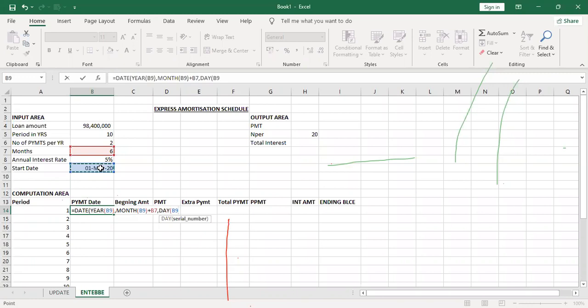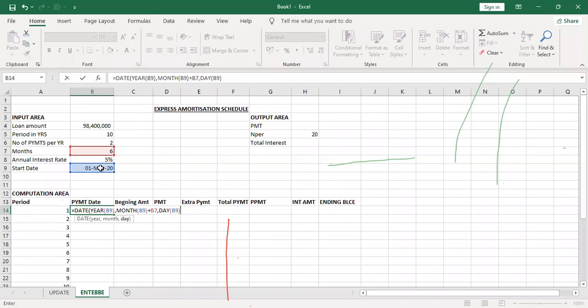Close the bracket. Remember, when you type the word day, you open the bracket, not so? So after clicking on the start date, you close the bracket. Have you managed to close the bracket? Yes, sir. Now, we need another closing bracket.